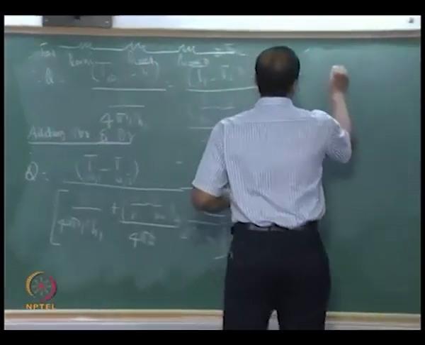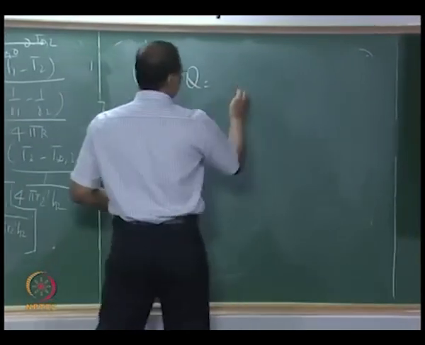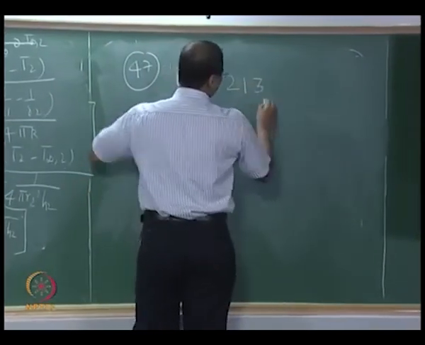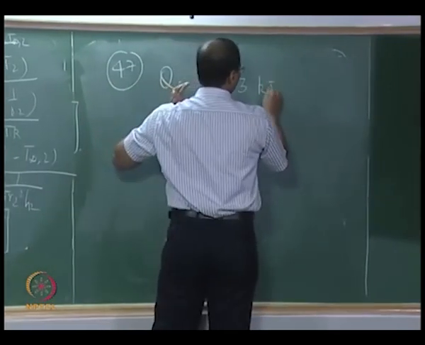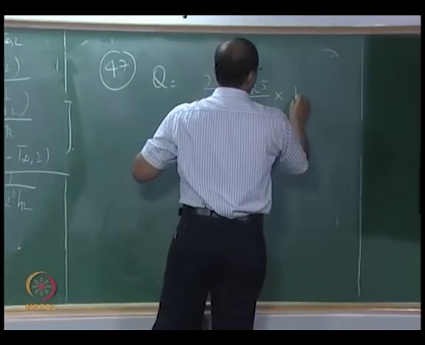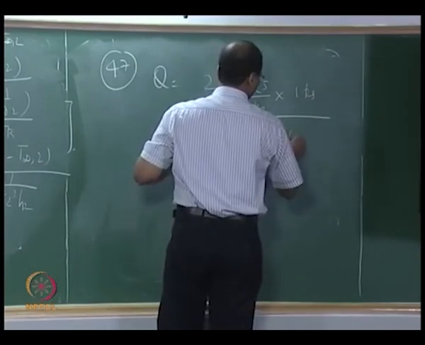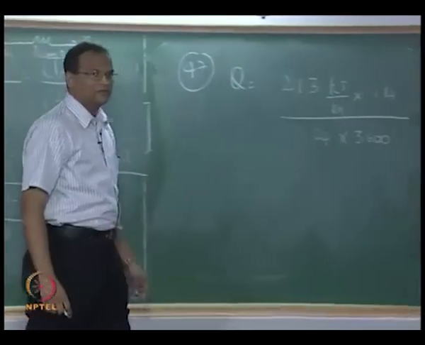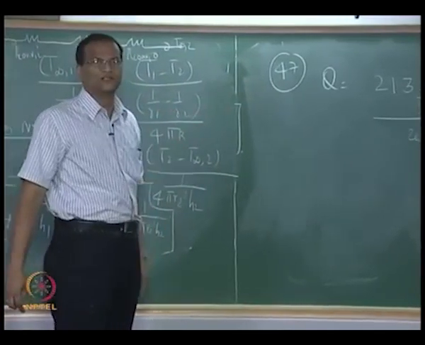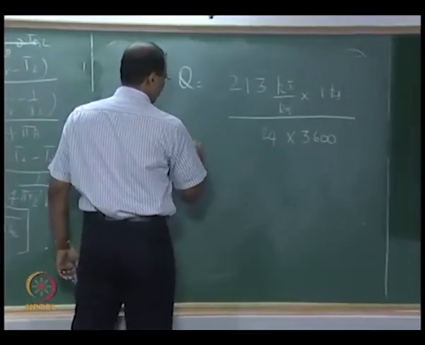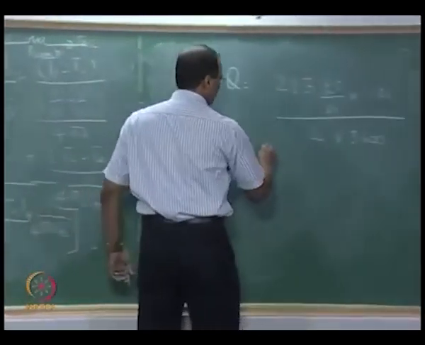So, 47. So, what will be the Q? So, 213 kilojoule per kg into 1 kg in 24 hours. Please remember it is in kilojoules per kg. So, therefore, Q it will give you in kilowatts. So, Q will be how much? 2.465 kilowatt.